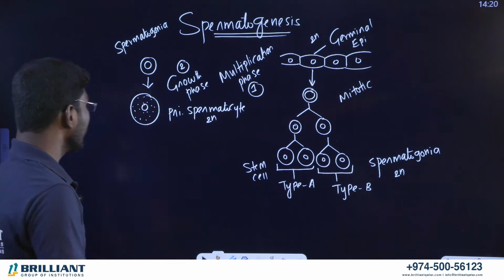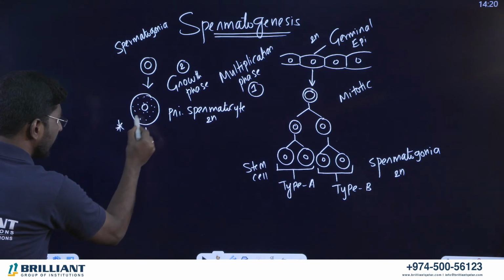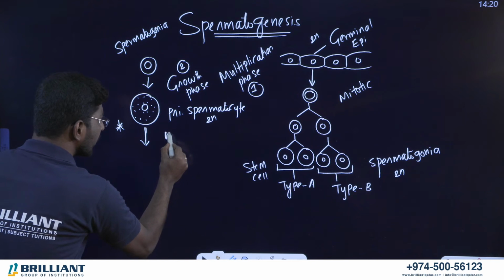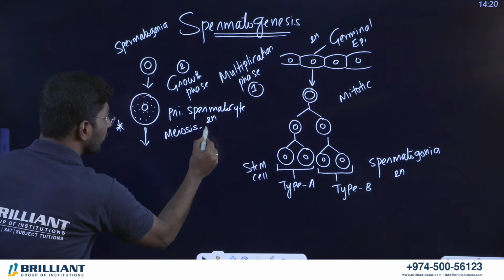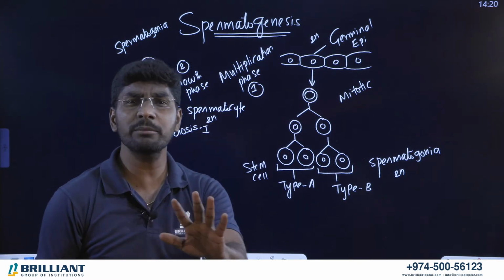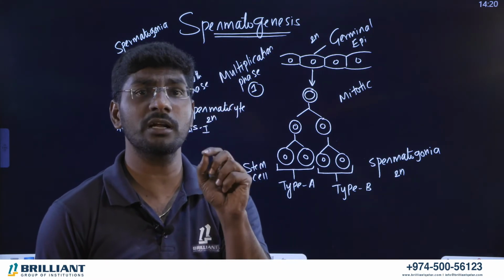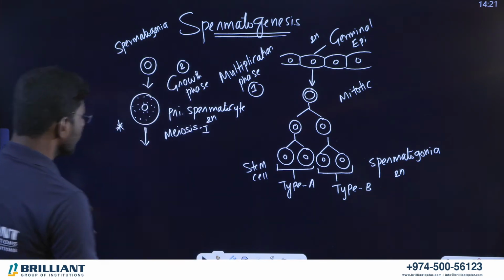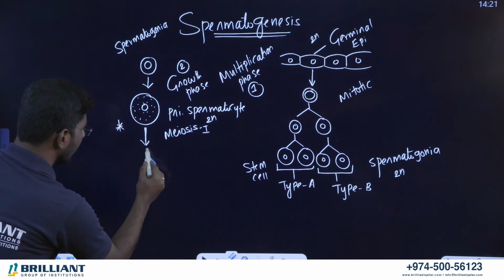Okay, now each primary spermatocyte, this is a very important step. Each primary spermatocyte undergoes reduction division, that is called what? Meiosis 1, meiosis division 1. Many times the question has been asked: which cell during the spermatogenesis process undergoes meiosis division? That is the primary spermatocyte. So after meiosis 1, let me write it like this, okay?